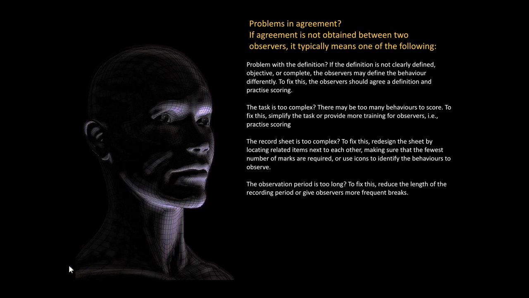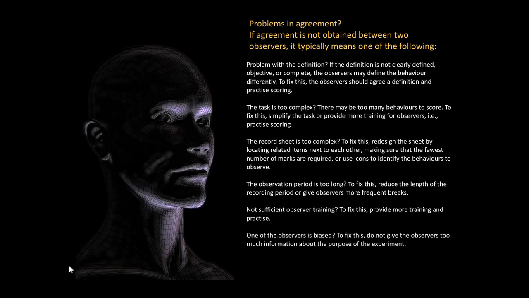The observation period is too long. To fix this, reduce the length of the recording period or give observers more frequent breaks. Not sufficient observer training. To fix this, provide more training and practice. One of the observers is biased. To fix this, do not give the observer too much information about the purpose of the experiment.